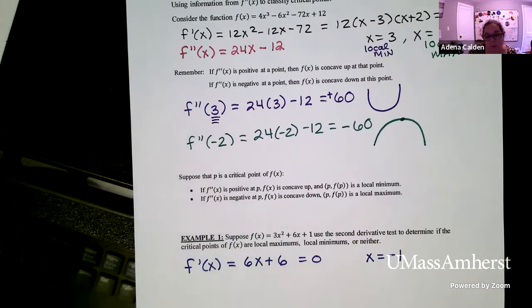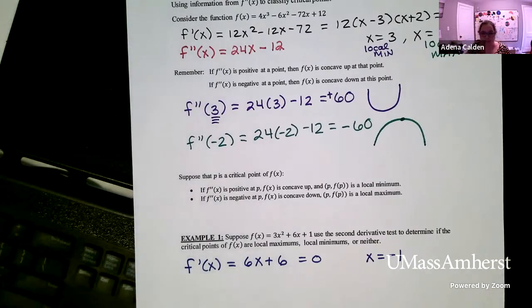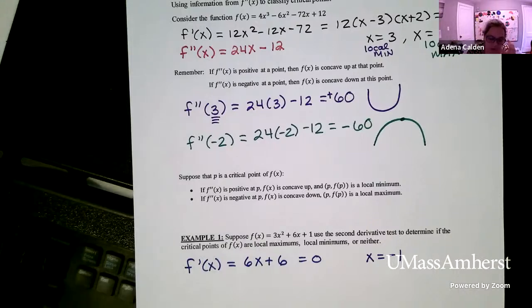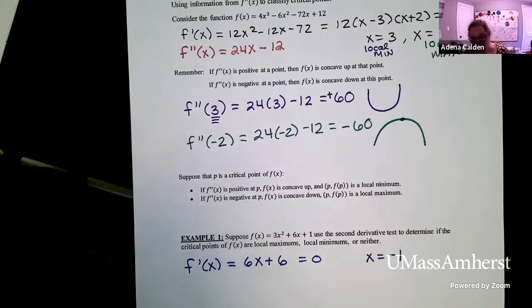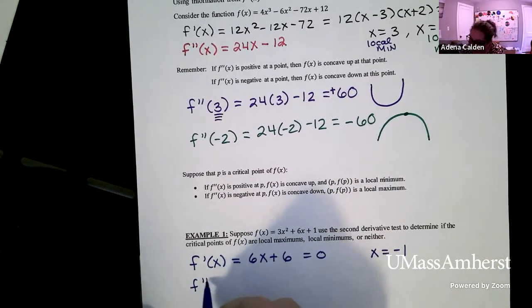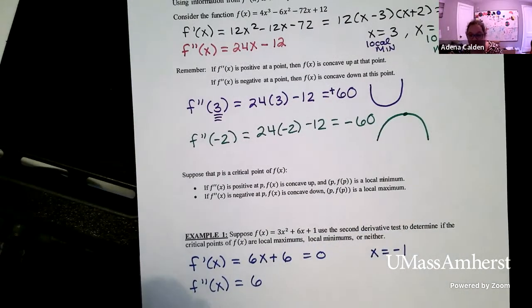Okay, so when we find the first derivative of this function, we get 6x plus 6. We would then set that equal to 0 to find our critical point. So our critical point is -1. We would then go ahead and find the second derivative of this function, which the derivative of 6x is 6, and the derivative of 6 is 0.